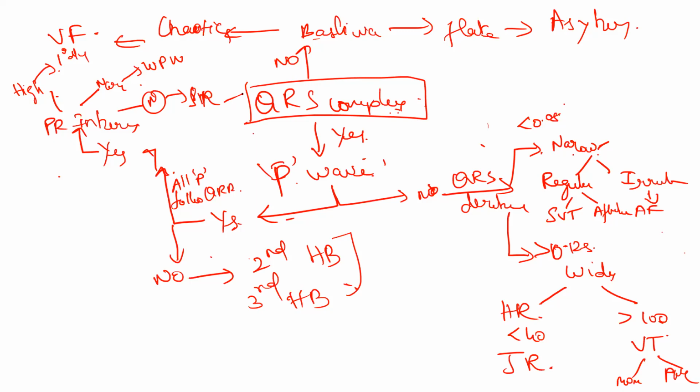Okay, now P waves are present, QRS complexes are present. Next question is whether all P waves are followed by QRS complexes. If the answer is no, it can be either second degree heart block or third degree heart block. If the answer is yes, check the PR interval. Wide PR interval, first degree heart block. Narrow PR interval, WPW syndrome. If it is normal, it is going to be sinus rhythm. Clear? Shall we start interpreting?